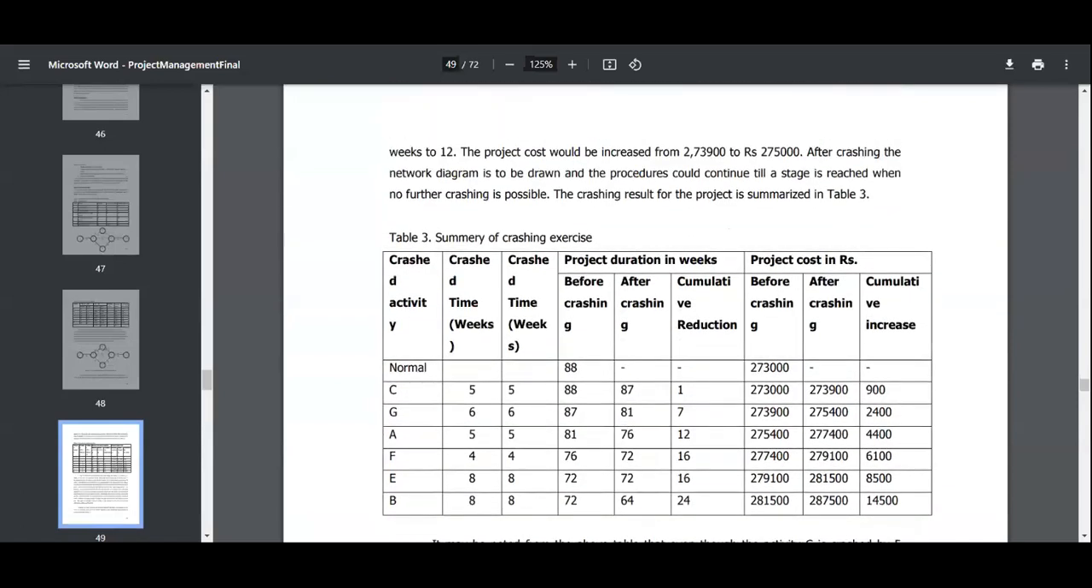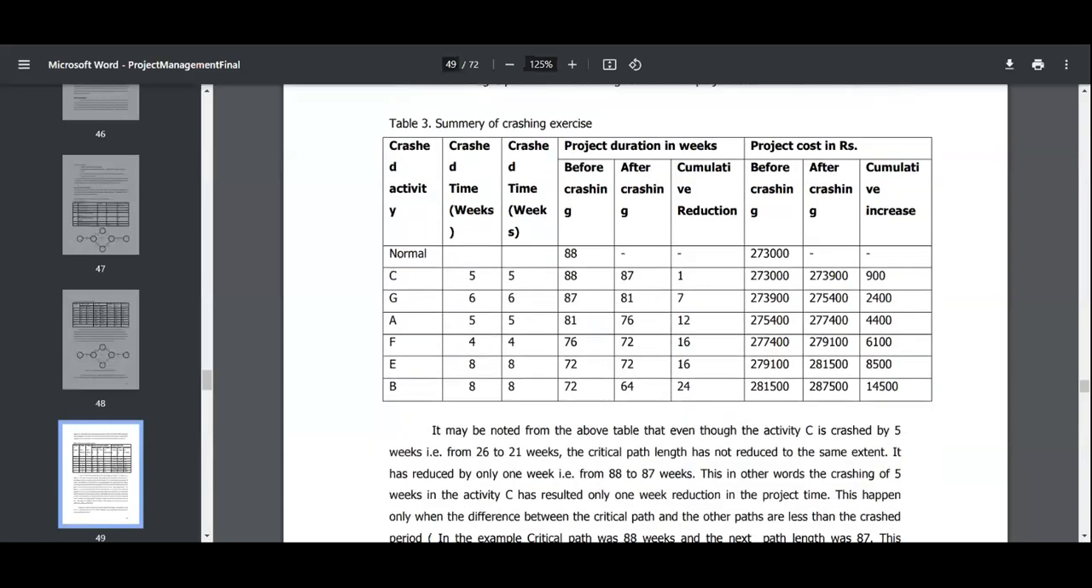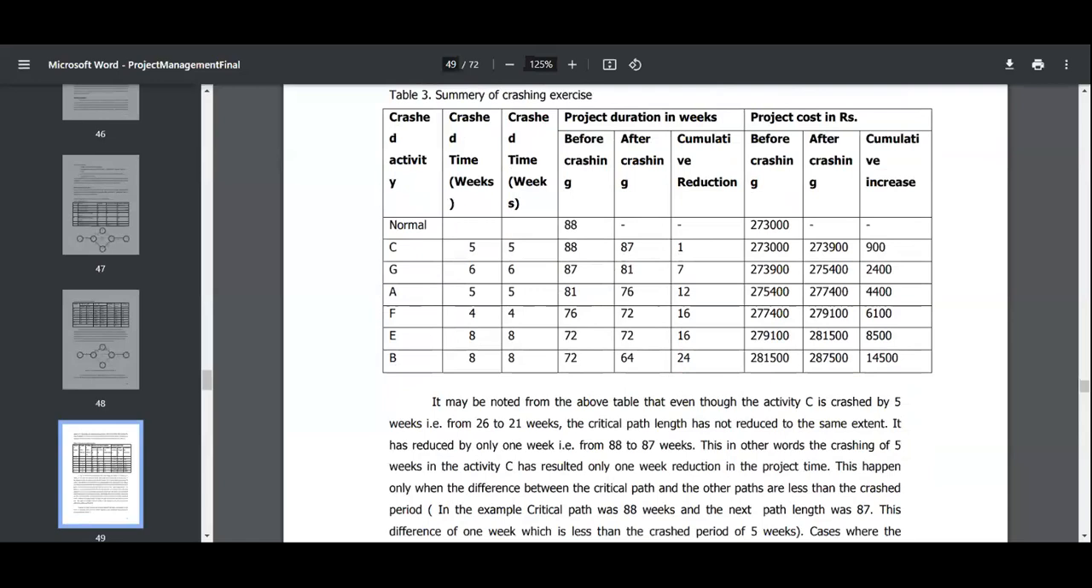This one is summary of creation exercise. What is the summary? So crashed activity, then the time and required for that activity, then project duration और duration में कितने project हो रहे हैं, कितने count हो रहा है, how उनका finishing on time है, right? Cumulative reduction, those who are not eligible for that. And before crashing, it is project cost in for that.